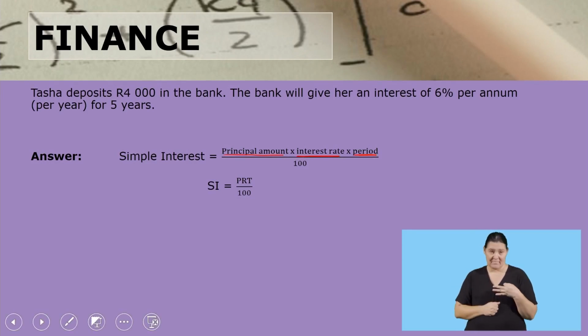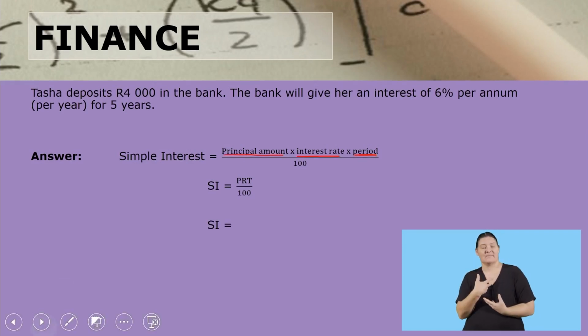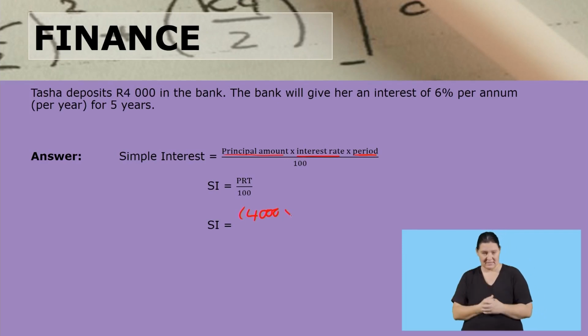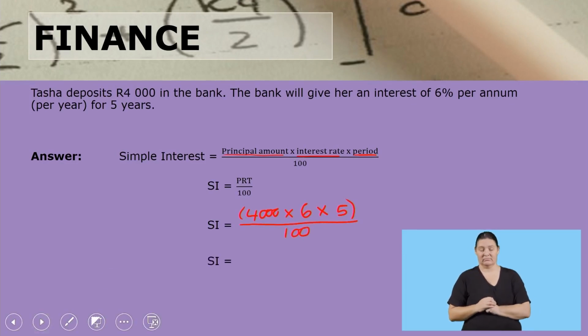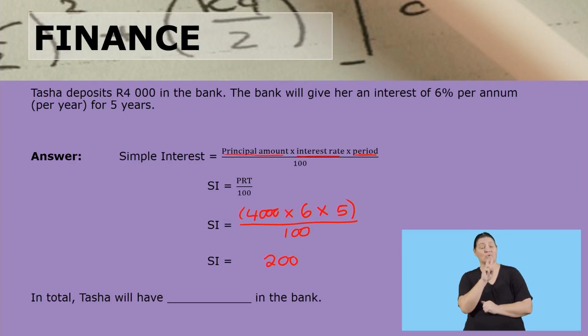So when we go and we substitute those values, that is going to give us. So remember, we have 4,000 rands, and can you see how I am using brackets? That is going to be 4,000 rand multiplied by 6 for our interest rate, multiplied by 5 for our period. And when we divide all of this by 100, that should be giving you an answer of 1,200.